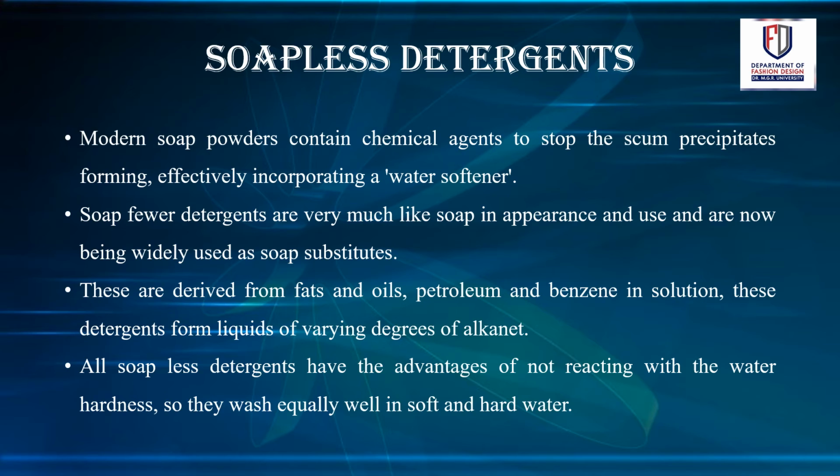Modern soap powders contain chemical agents to stop the scum precipitates forming, effectively incorporating a water softener. Soap fuel detergents are very much like soap in appearance and use and are now being widely used as soap substitutes. These are derived from fats and oils, petroleum and benzene in solution. These detergents form liquid of varying degrees of alkanate. All soapless detergents have the advantage of not reacting with the water hardness, so they wash equally well in hard water and soft water.